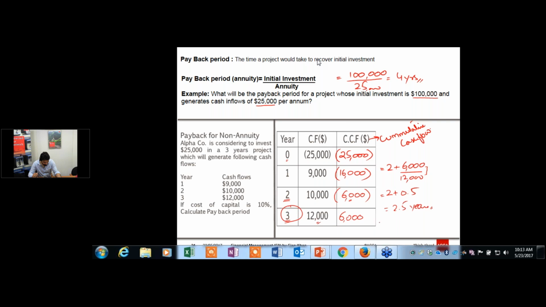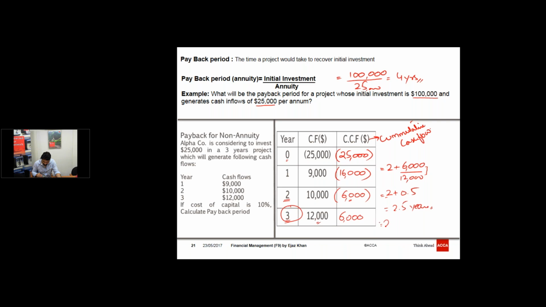Wahab, yes, we can also calculate in months. And if you want to calculate in months, what you have to do is just write this 2 years and this 0.5, multiply this 0.5 with 12. So if you multiply this 0.5 with 12, you will get it in months. So 2 years and 6 months.